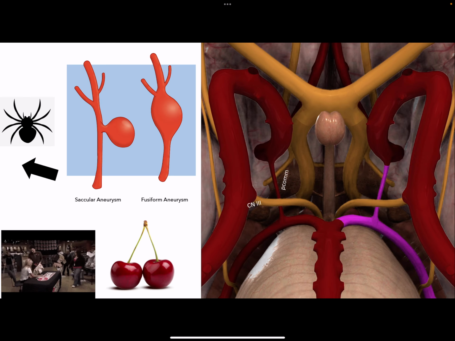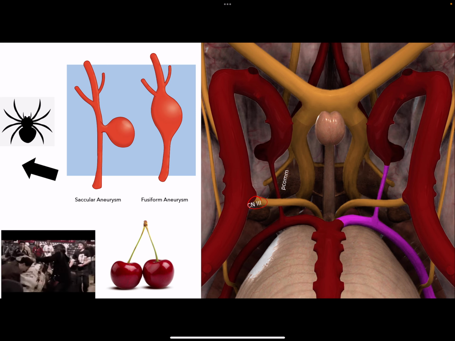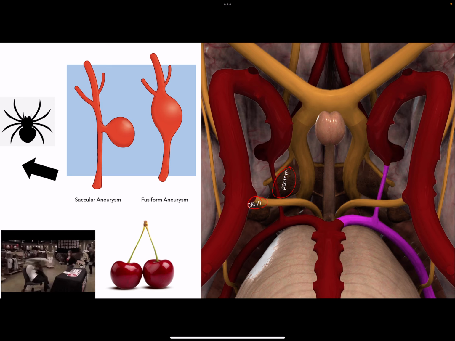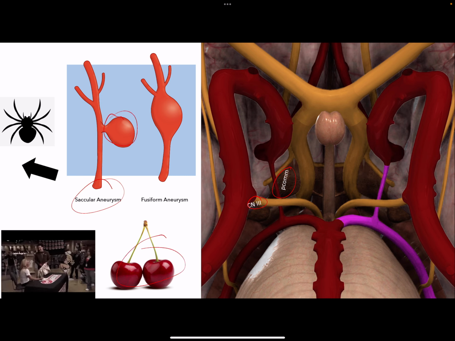So there's a lot going on here. We see cranial nerve 3 popping out over there. This is very susceptible to saccular aneurysms next to the posterior communicating artery. So here we're looking at the circle of Willis, which we'll talk about later, but you get a lot of saccular aneurysms here, also known as berry aneurysms, because they kind of look like a berry. Sometimes they're called saccular aneurysms because they kind of look like a sac.